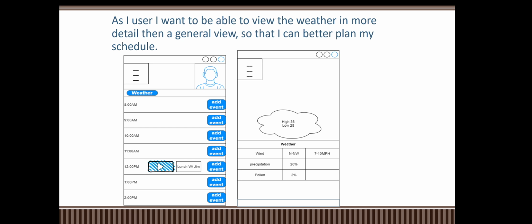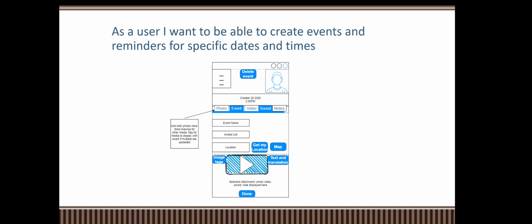As a user, I want to be able to view the weather in more detail than a general view so that I can better plan my schedule. Sometimes you might want to know more than just the highs or the lows for the day and want to have an hourly breakdown or something like that. So plan on having a button in there where you can access that and see the weather by day.